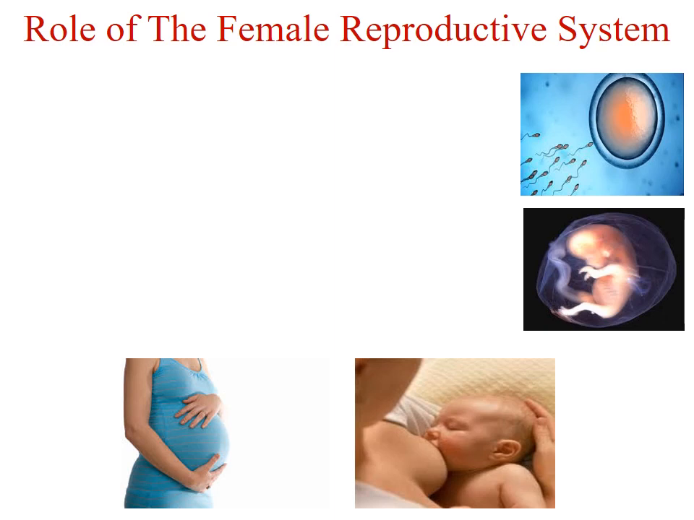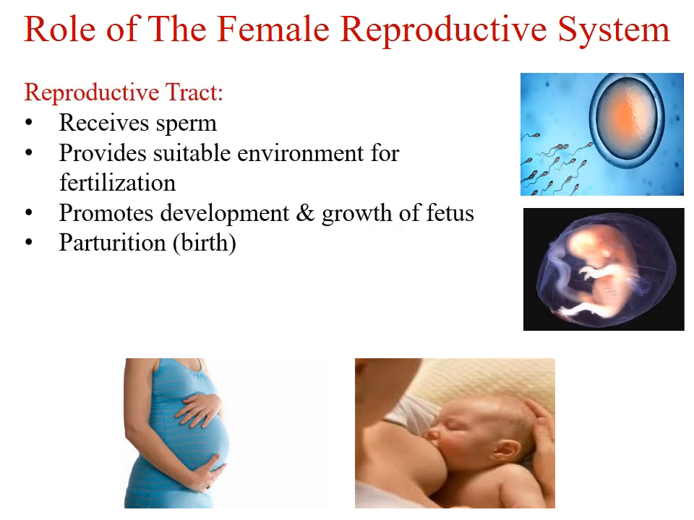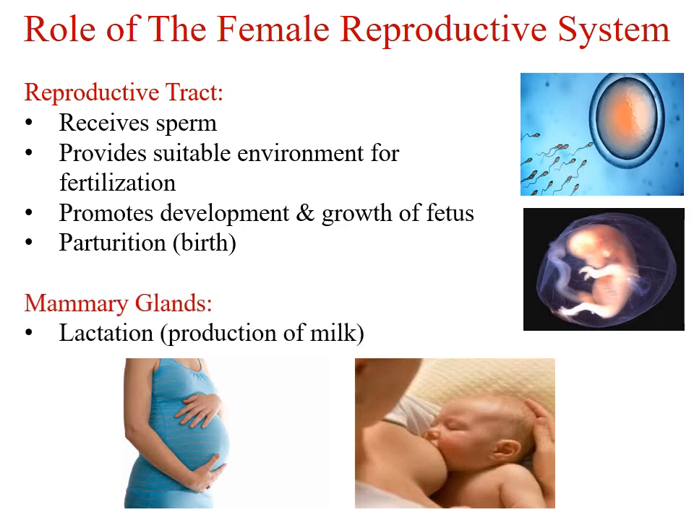Let us now look at the role of the female reproductive system. It receives the sperms, provides a suitable environment for the fertilization, promotes development and growth of the fetus, and finally parturition, the childbirth. Mammary gland is involved in lactation, which means the production of milk.